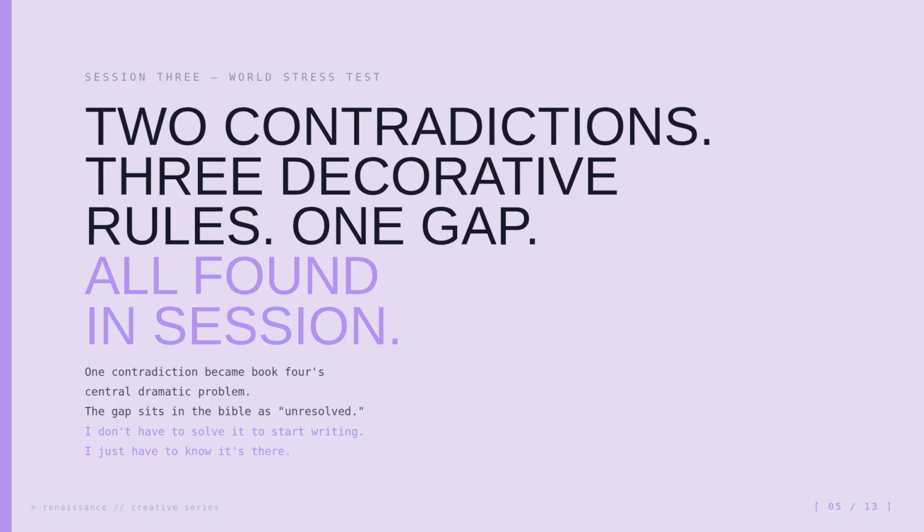The 2 contradictions became story. One of them became the central dramatic problem of Book 4. The gap became a question that now sits in the project Bible under unresolved, needs architecture work. I don't have to have it solved to start writing. I just have to know it's there.